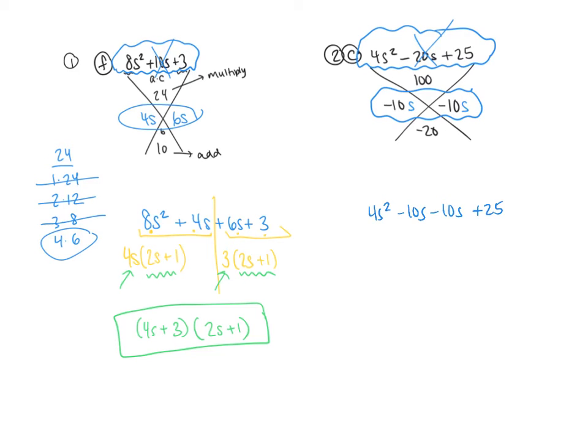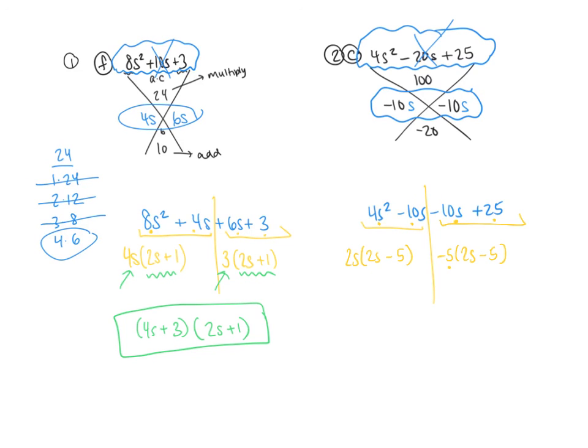Now I have 4 terms, so I'm going to solve by grouping. I'll draw a line down the middle, and I think of what I can factor out of 4s squared minus 10s, and that would be 2s. Then 4s squared divided by 2s is 2s, and negative 10s divided by 2s is negative 5. Now I have to think what I can factor out of the right side, which would be negative 5. Negative 10s divided by negative 5 is 2s. 25 divided by negative 5 is negative 5.